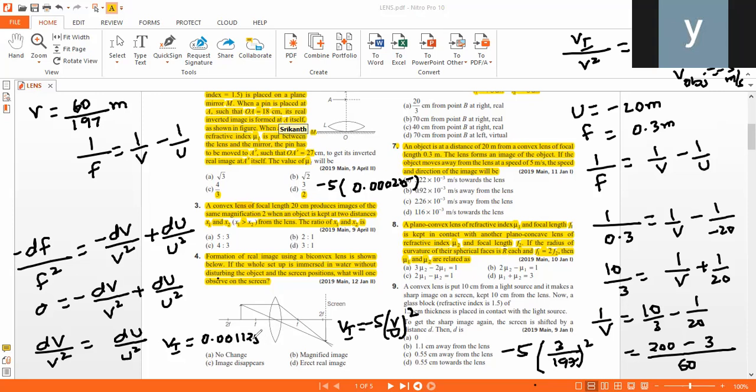Take 4 decimals, or else 3 decimals we can take. That is 1.12 times 10 power minus 3 towards the lens. Okay. That is option D.